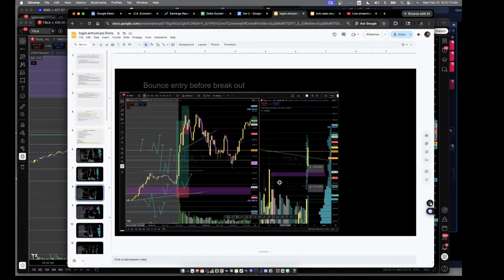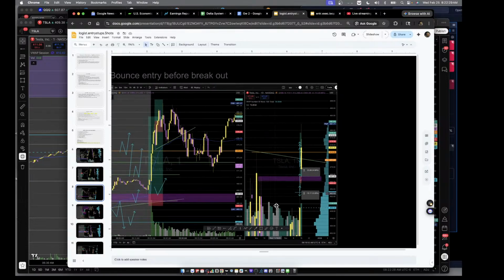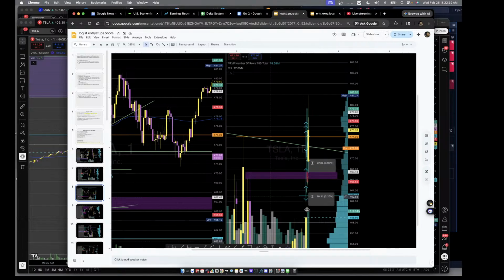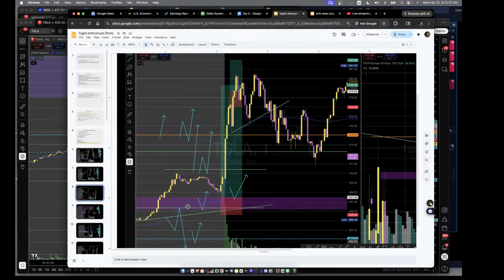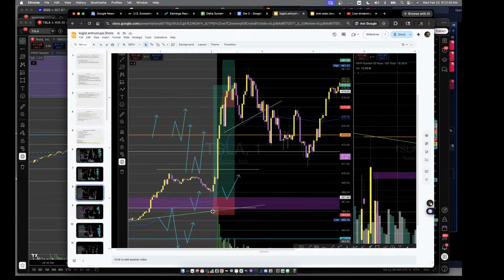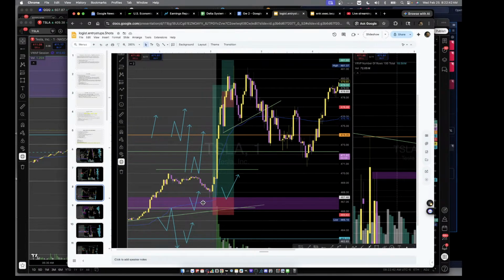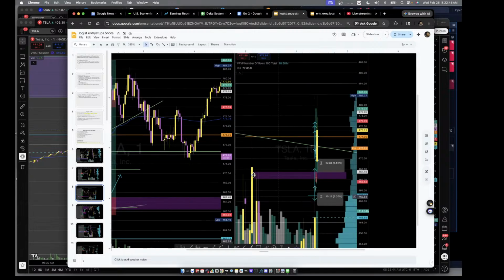This one, what is this? This is Tesla as well. Tesla gapped up and continued off the wick. I'm guessing it's the wick. I drew too many lines, honestly. Bounce off of what, dude? A bounce off some kind of liquidity. I guess this right here. That was a gapper.